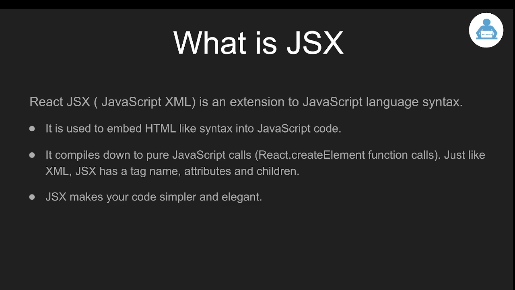So JSX HTML has three parts: tag name, attributes, and children. So basically, it consists of these three parts only. Basically, JSX makes your code a lot cleaner and simpler.